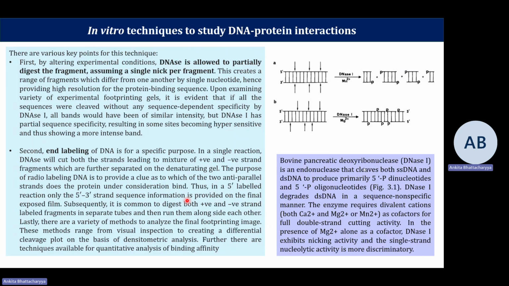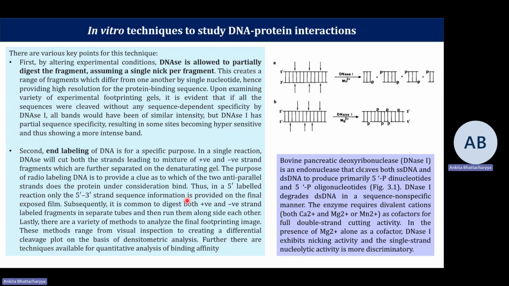In a 5' labeled reaction, only this 5', 3' strand sequence information is provided on the final exposed film. Subsequently, it is quite common to digest both the positive and the negative strand labeled fragments in separate tubes and then run them alongside each other. Lastly, there are a number of different methods to analyze the final footprinting image, which range from visually inspecting, creating a differential cleavage plot on the basis of densitometric analysis, etc.